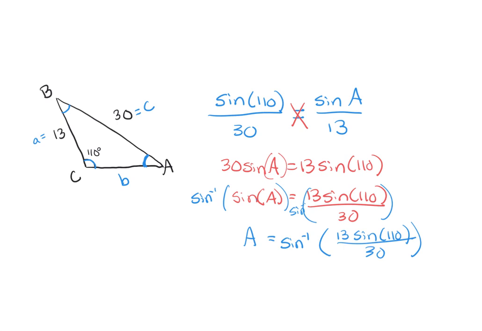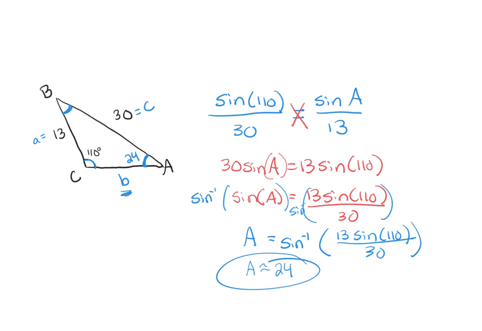So if you do that on your calculator, I'm just going to round to the nearest whole number. So angle A is about 24 degrees. So let's put that on here. So what else do we need to find? We need both angle B and side length B.